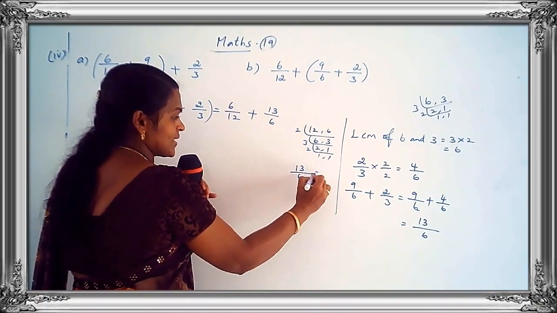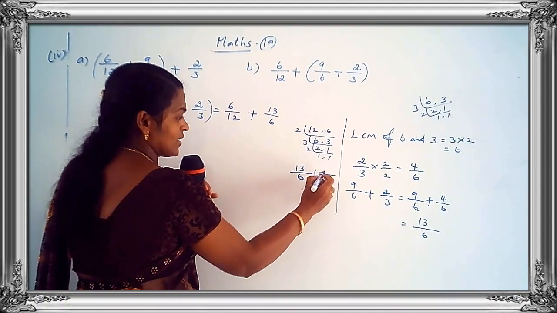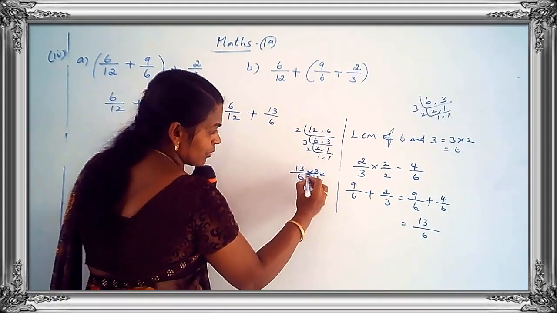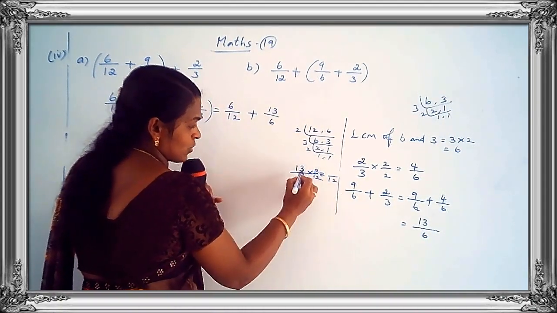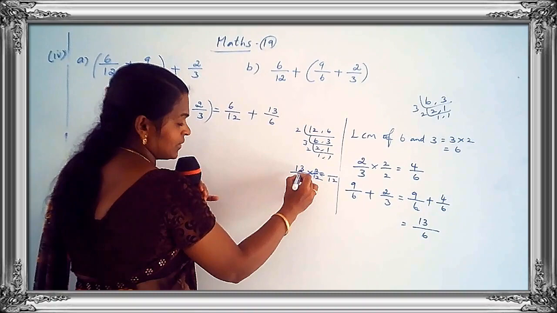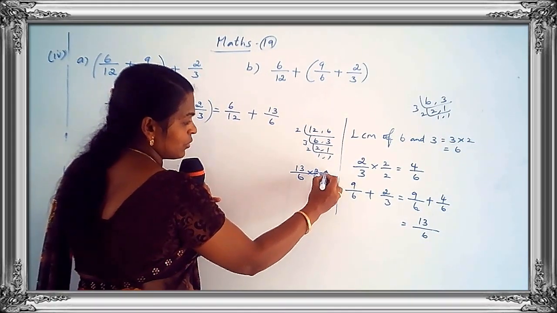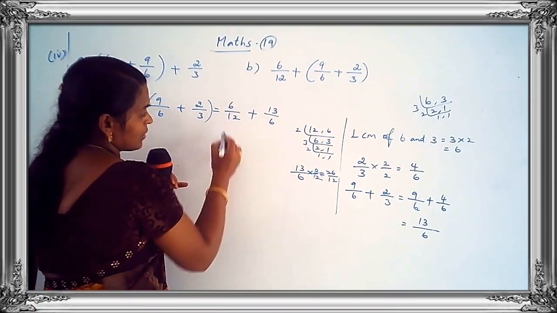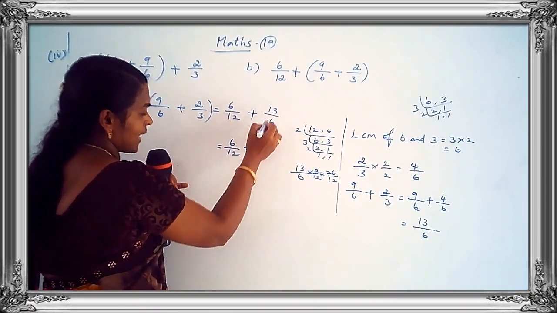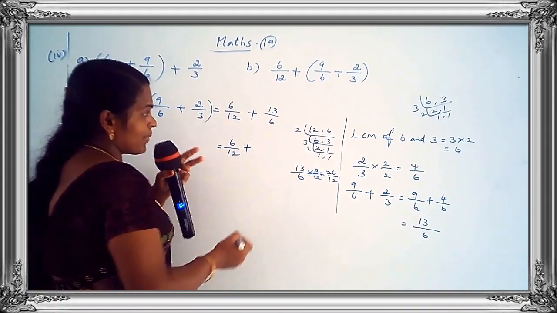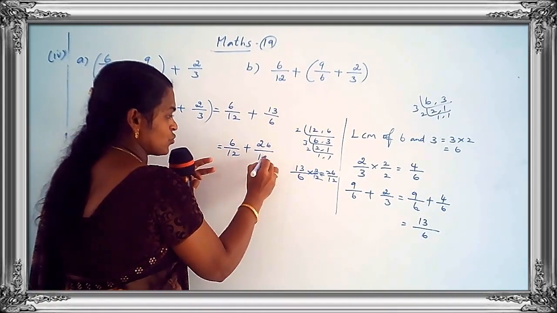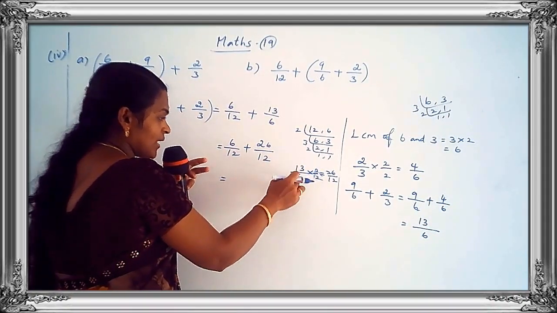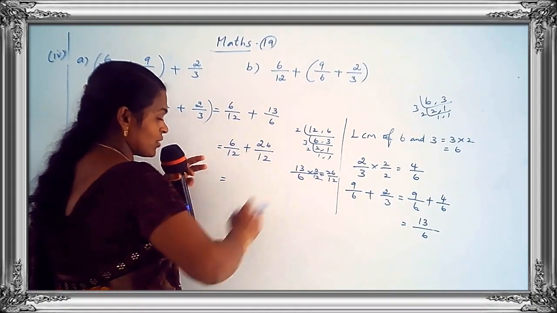So 13 upon 6, we want the denominator as 12. Yes, children? So you multiply 2 upon 2. So that's why the denominator is 12. Then multiply the numerator, that means 13 into 2 is equal to 26. So the value of 6 upon 12 plus 13 upon 6 can be written as 6 upon 12 plus 26 upon 12. Yes, children? The equivalent fraction of 13 upon 6 is 26 upon 12.